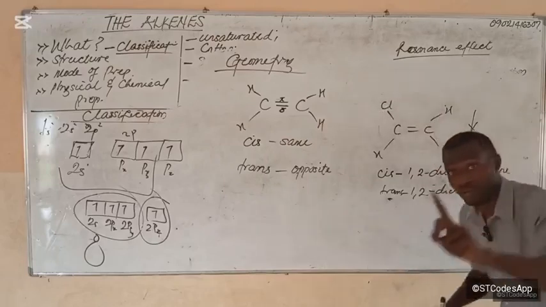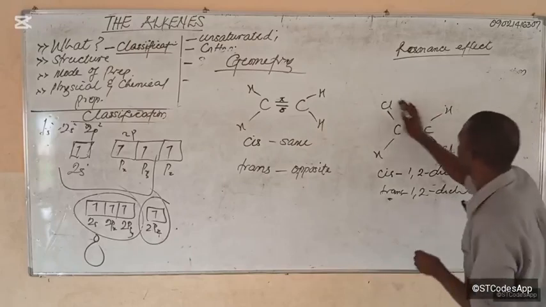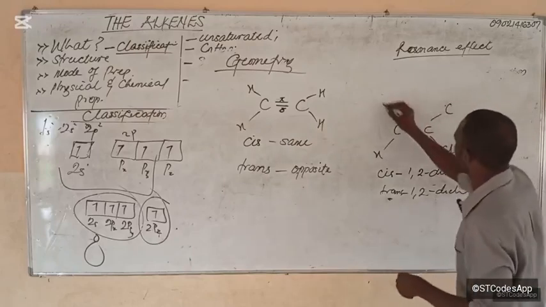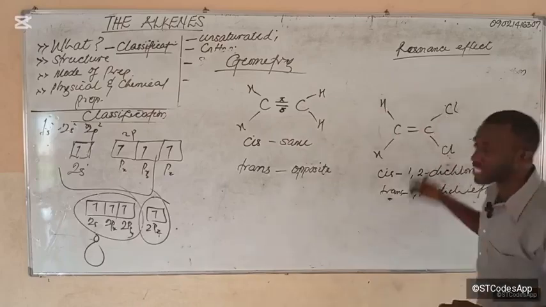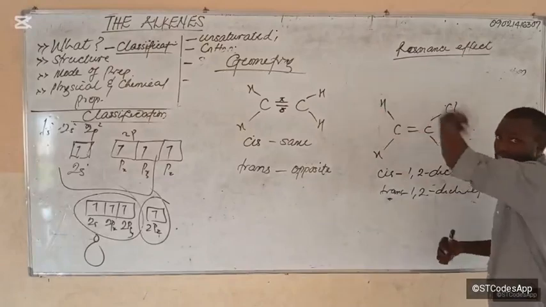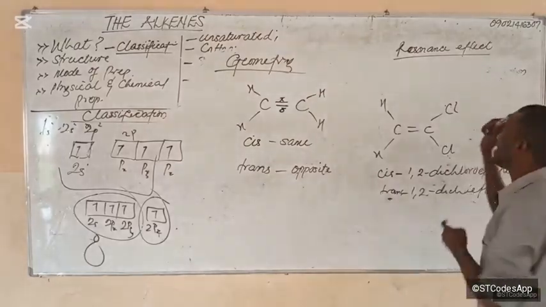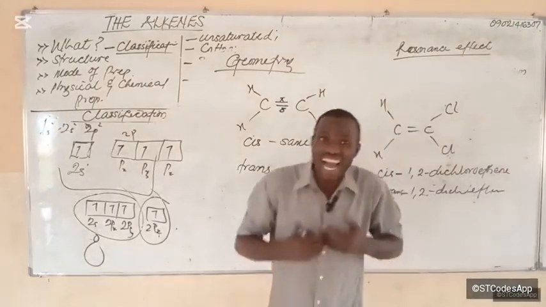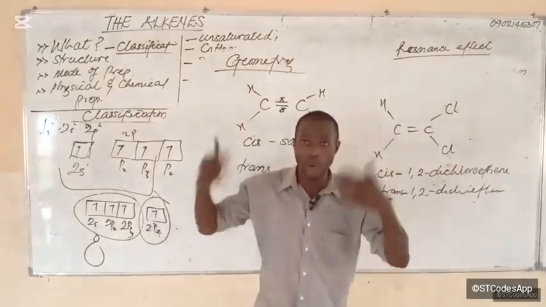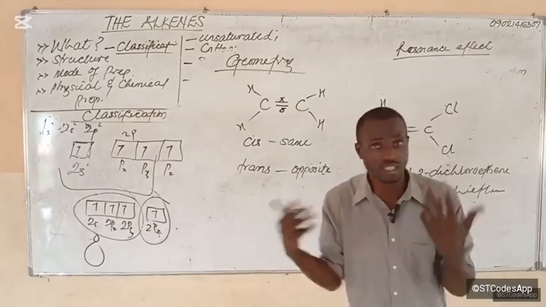Now, here's what confuses students. Listen, this is what confuses students. Now, if I put this chlorine here and this chlorine here, for example, and I put H here, then they ask, is this trans or cis? Now, listen, this is not trans or cis. Okay, why? Because the substituents are not distributed across the double bond. They aren't distributed across the double bond.